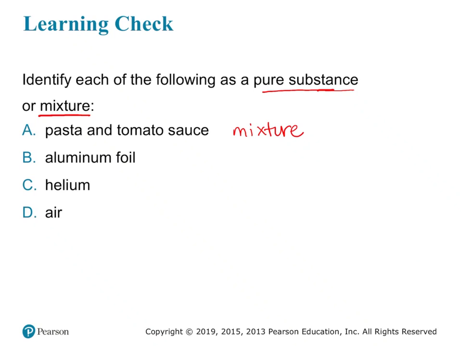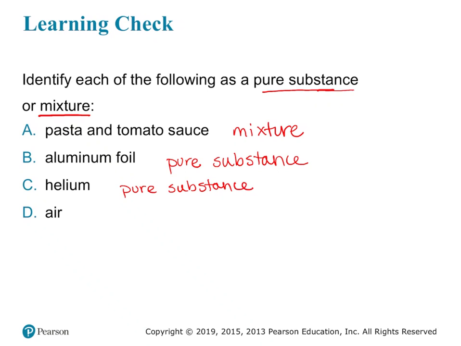What about B, aluminum foil? Is that a pure substance or a mixture? That's a pure substance. It's just made of aluminum. What about C, helium? Is that a pure substance or a mixture? A pure substance. If we had a periodic table of the elements in front of us, helium is one of the elements on the periodic table, so that would be a pure substance.